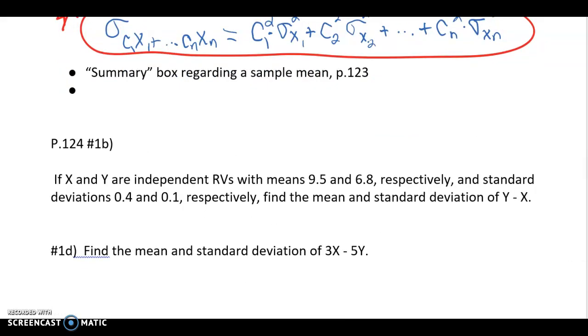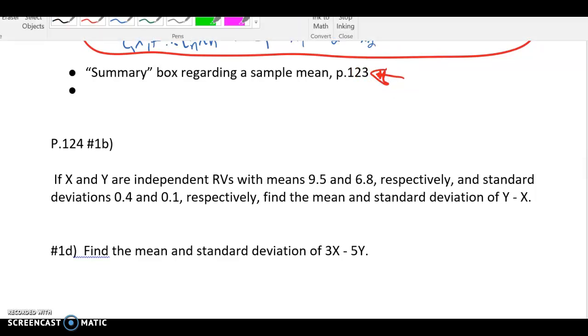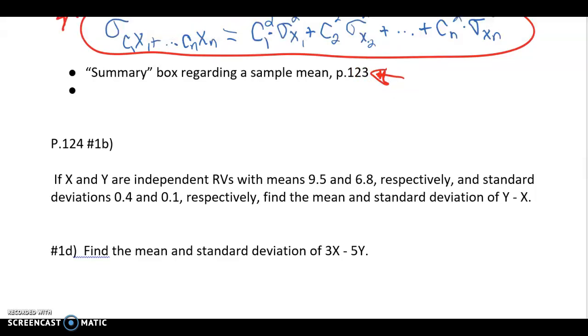We'll get it started. So on page 124, number 1b, make sure you do this too. We're not doing that here. But make sure you get that in your notes. If x and y are independent random variables with means 9.5 and 6.8, so this is the mean of x and this is the mean of y, respectively, and standard deviations of 0.4, standard deviation of x, and 0.1, standard deviation of y, respectively. Find the mean and standard deviation of y minus x.